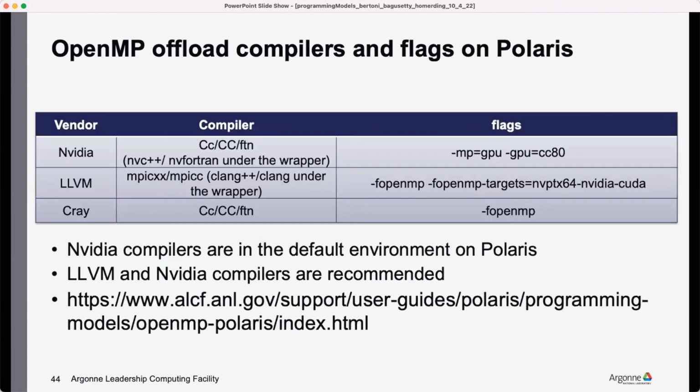And then the last slide, before I'll do a very short demo, is just a slide with the programming environments on Polaris which support GPU offload. The default is the Nvidia compilers, and that's what we recommend. You can also switch to LLVM as well. The Cray compilers will offload, but it's not recommended. And the details about what modules to load to do that are at this link.